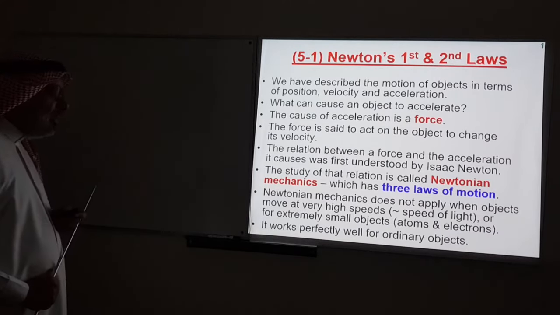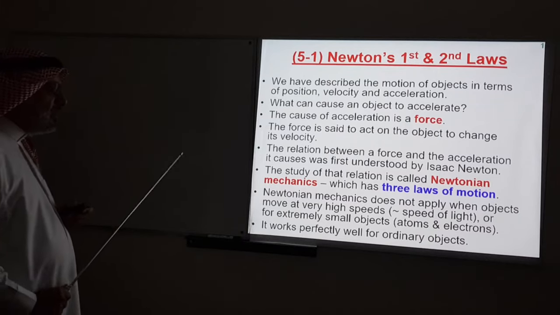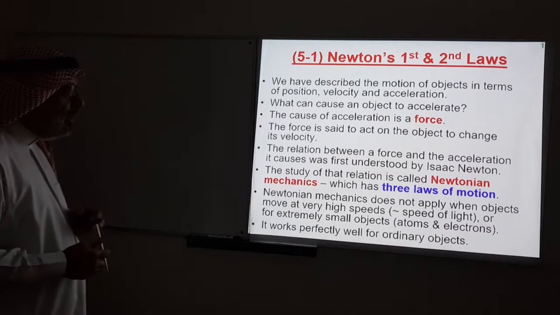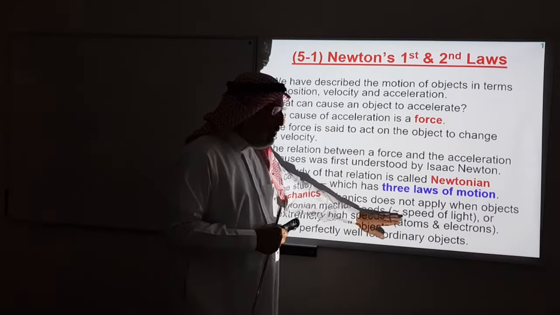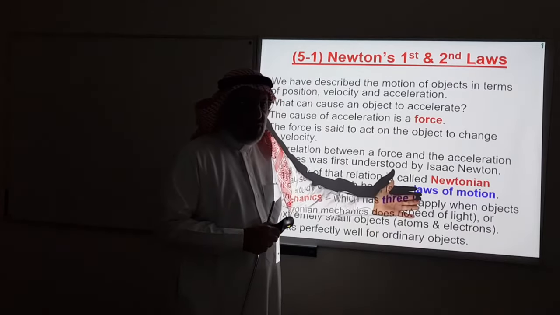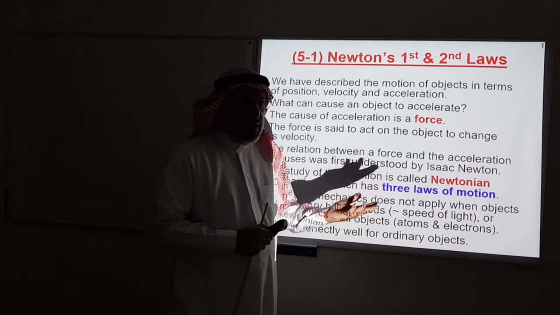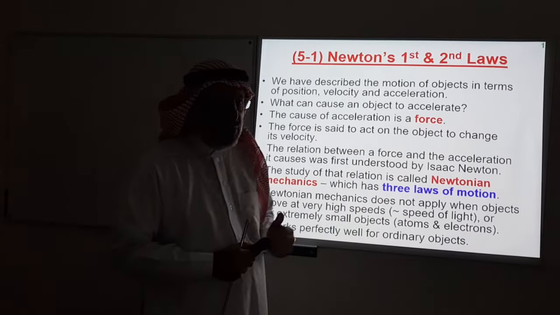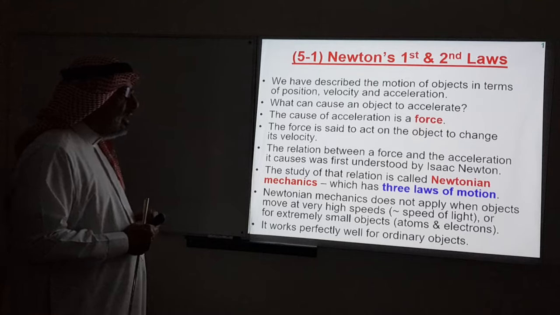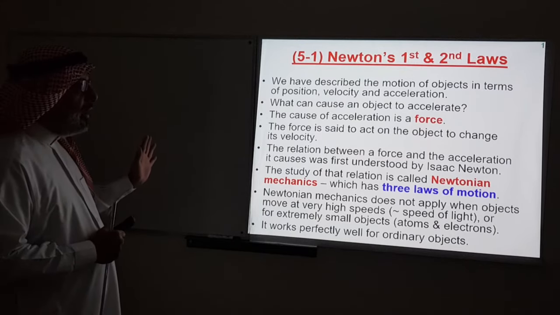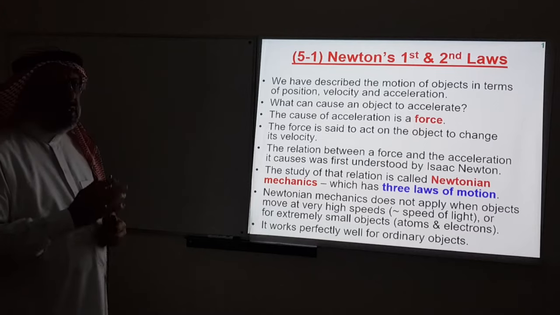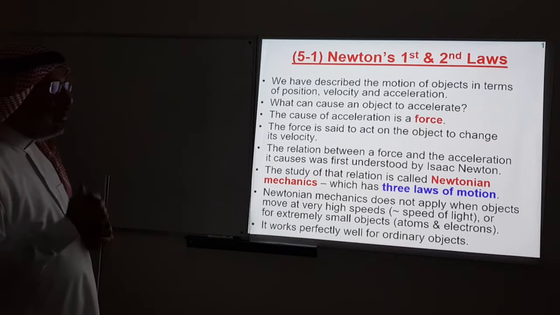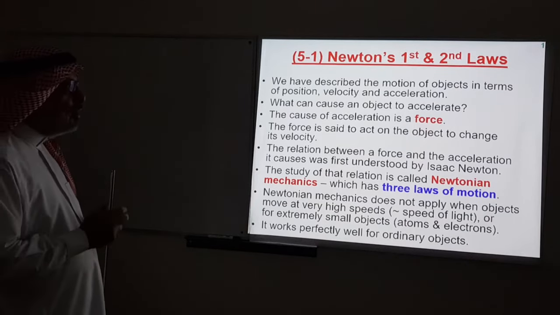Newtonian mechanics works perfectly well for ordinary objects. So as long as you are far away from the speed of light, which is the case for all ordinary objects that we encounter in our everyday life, and as far as you are away from atoms and electrons, Newtonian mechanics is extremely perfect to describe the motion of objects.